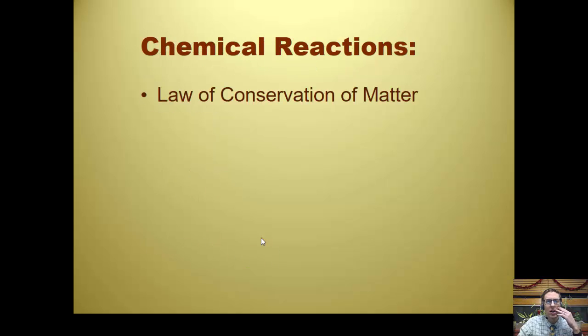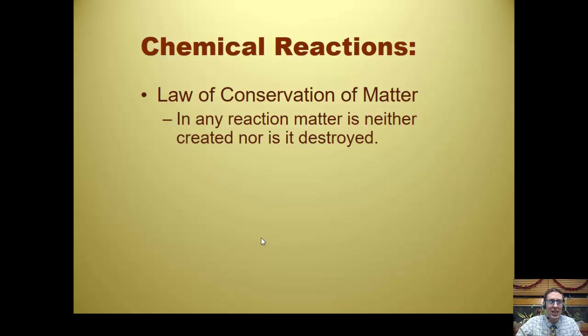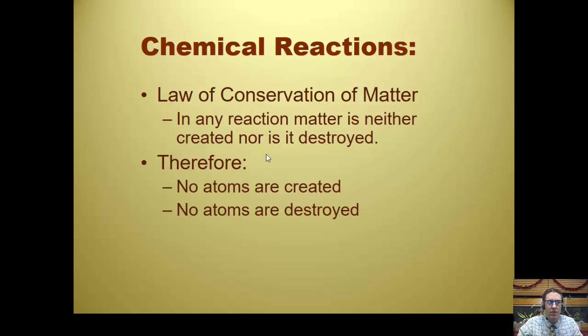So chemical reactions. We need to think about the law of conservation of matter, which says in any reaction, matter is neither created nor destroyed. You can do things, but you cannot create or destroy matter. That doesn't happen. It's a law of nature. It's not going to happen. So how do we take that into account? No atoms can be created. No atoms can be destroyed.